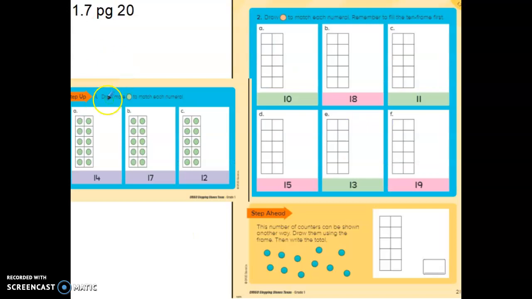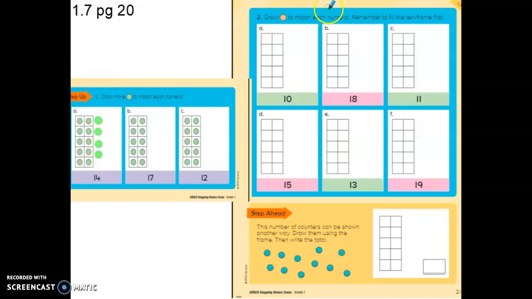We're on 1A. It says draw more green dots to match each number. You can use any color you want, but I just chose green because it's green here. So we need to show 14. Well, I know that this is already 10 because my 10 frame is full. So I'm going to be organized when I draw my dots. And let's count on until we reach 14. 10, 11, 12, 13, 14. So I only needed to add 4 more dots to make 14.